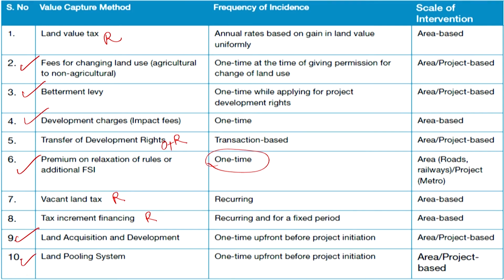In the right side column we have shown that some of the taxes are area based, some are area and project based, like betterment or change of land use, TDR, and land acquisition, whereas some of the tools are only area based, for example development charge, vacant land tax, or tax increment financing. So, these are the differences in scale or frequency of charging between the value capture financing methods. Now, let us see some examples.